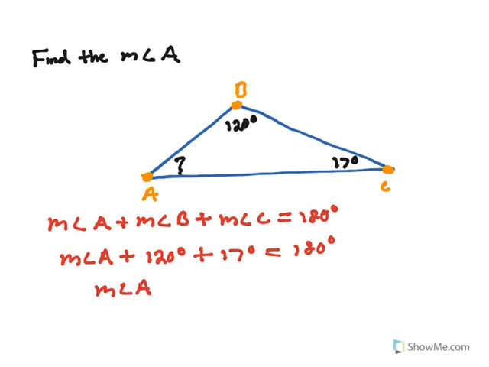We can go ahead and combine 120 and 17, which we know is 137. And if you subtract 137 from 180, you will get 43 degrees. Okay, so angle A is 43 degrees. All right, pretty easy problem, right? Here's another one.